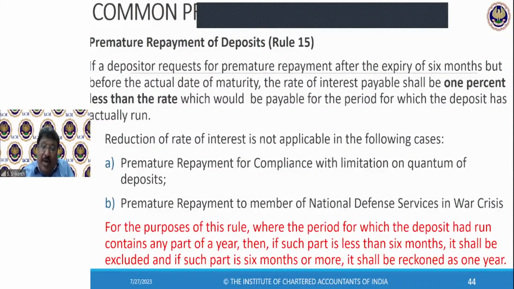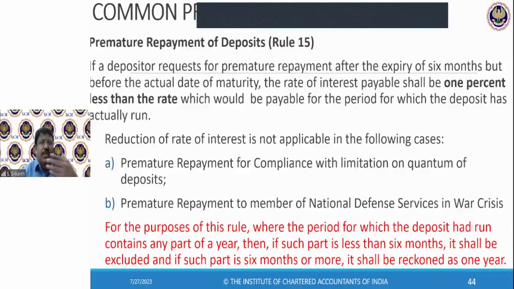See, this is one stupidity that they have given here, which is very, very silly and idiotic. But anyway, it is there. I am giving it to you. For the purpose of this rule, where the period for which the deposit had run contains any part of a year, then if such part is less than 6 months, it shall be excluded. And if such part is 6 months or more, it shall be reckoned as 1 year. I don't know why this is like this.